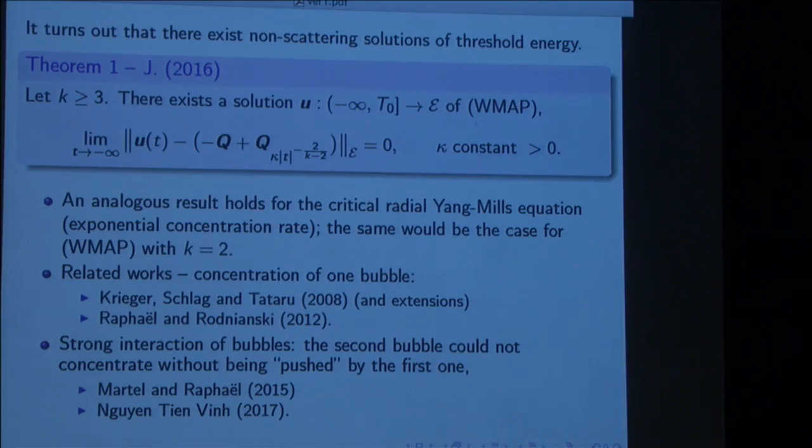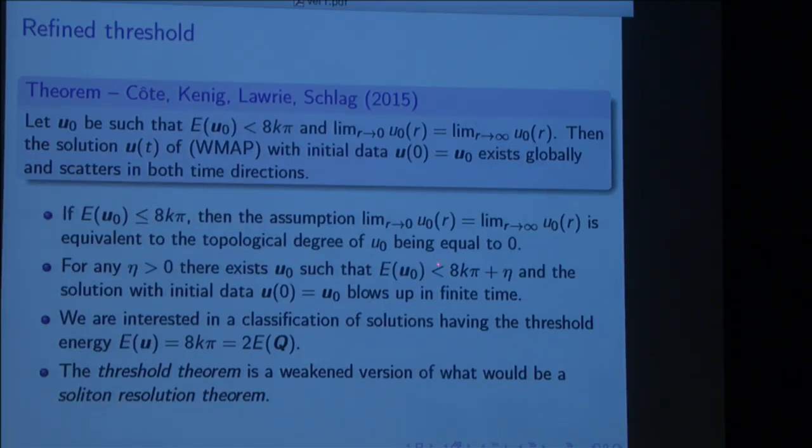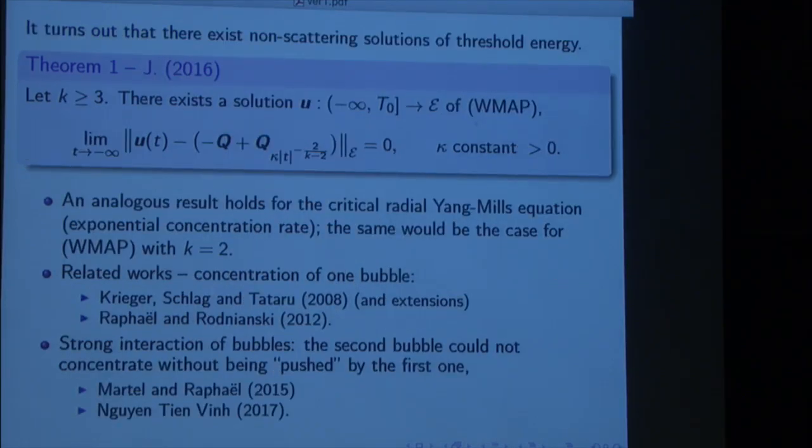So I proved that there are non-scattering solutions which have exactly this energy. So we don't need this eta here. This is not needed. We can take exactly equal. So not blow-up in finite time, but at least solutions which do not scatter. So this is truly an optimal assumption. We cannot replace strict inequality here by non-strict inequality, at least for k bigger than 3. But it is expected also for k equal to 2 and 1 to be the same.